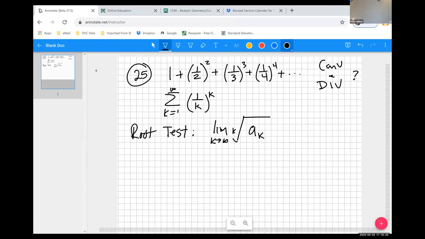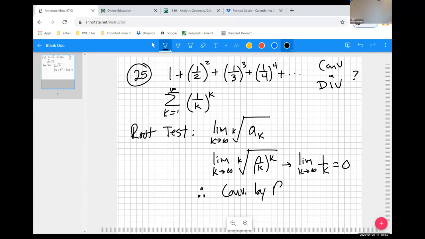But anyway, we would use the same criteria: if it's equal to 1, we don't know. If it's bigger than 1, then it diverges. If it's less than 1, then it converges, kind of like the ratio test. In this case, that's the limit as k goes to infinity of the kth root of 1 over k to the k. So we like the root test when things are raised to a k power, because then we can take the kth root of that. In this case, we get the limit as k goes to infinity of just 1 over k, which is 0. Therefore, this converges by the root test. Questions, comments, discussion?